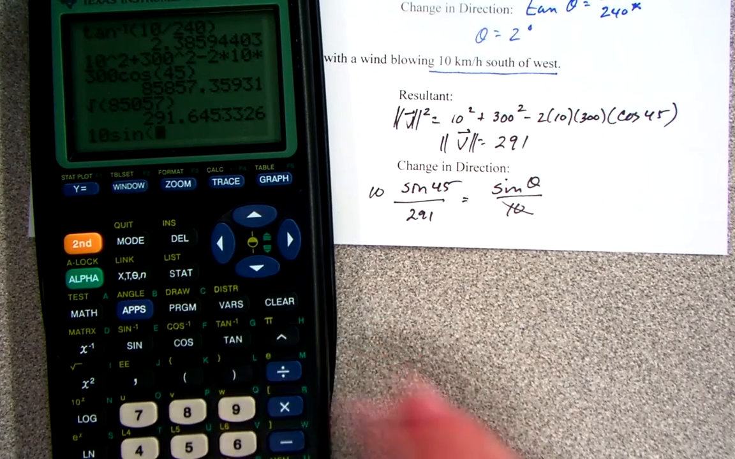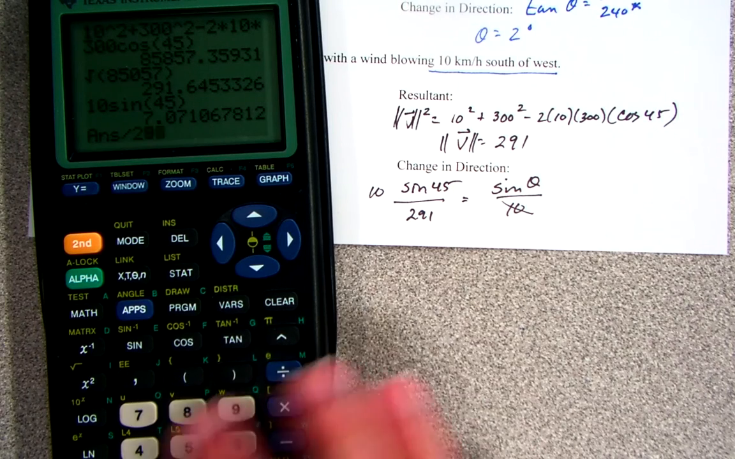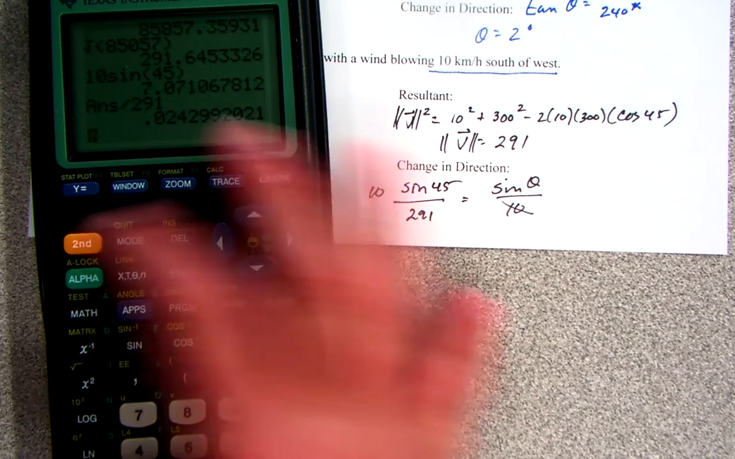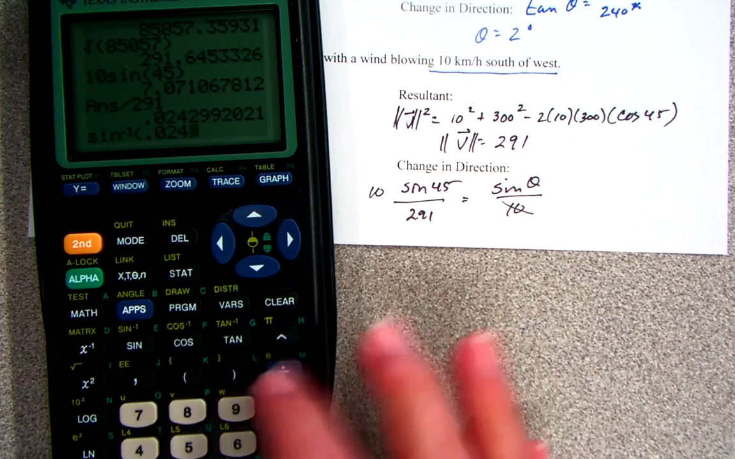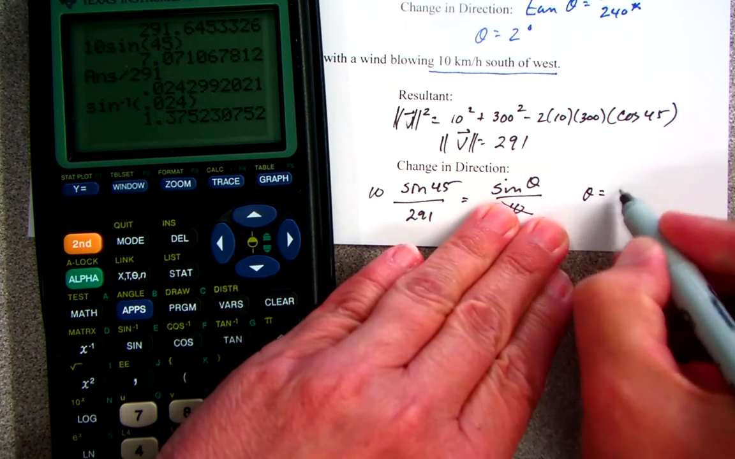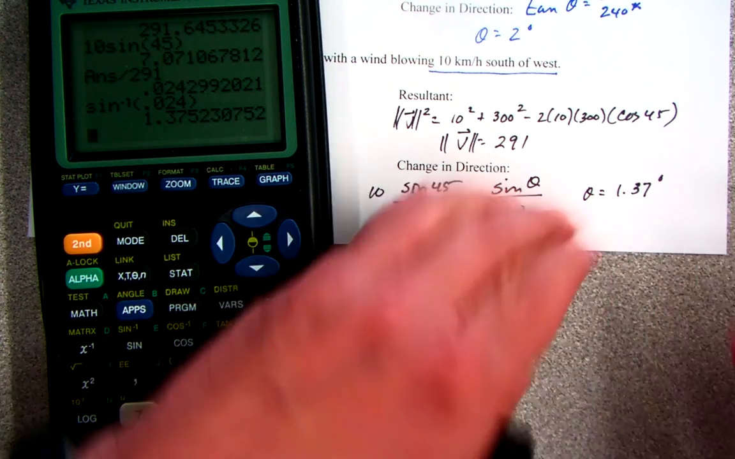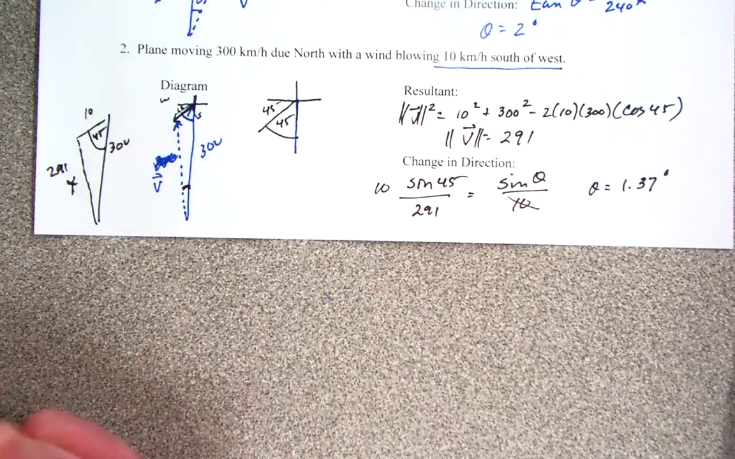So solving this for theta, just so we can see what it would be, it'd be 10 sine 45, and my calculator is in degrees, I always want to check that, divided by 291, and then I have to inverse sine that value, so it's 0.024. I'm just going to round it a little bit here. It looks like that angle is only about 1.37 degrees, so really not very much, and it wouldn't seem as much because the plane has much more velocity than the wind. It's much faster, but the wind will still affect it.